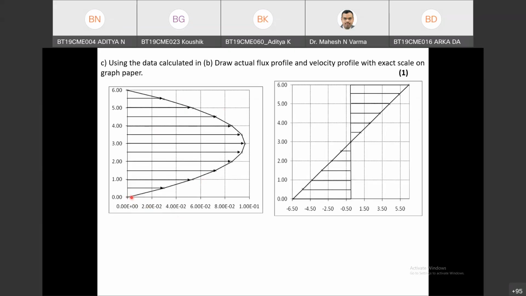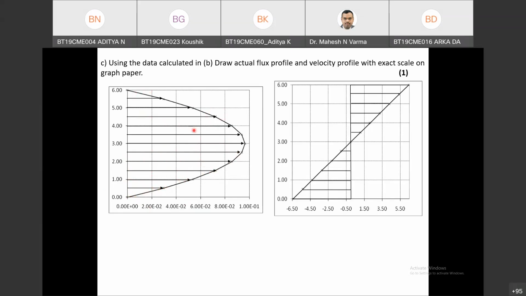So at x equals to 0, this is the velocity vector. At x equals to 1 mm, this is the velocity vector. At x equals to 1.5 mm, this is the velocity vector. At x equals to 2 mm, this is the velocity vector. At x equals to 2.5 mm, this is the velocity vector, and so on. This is the velocity profile.